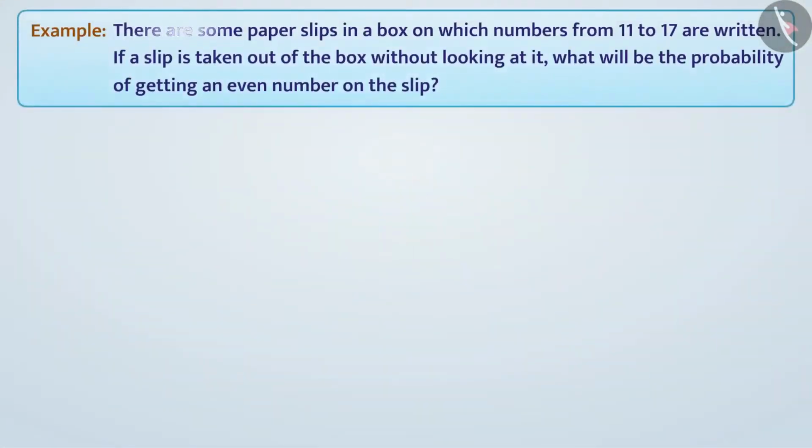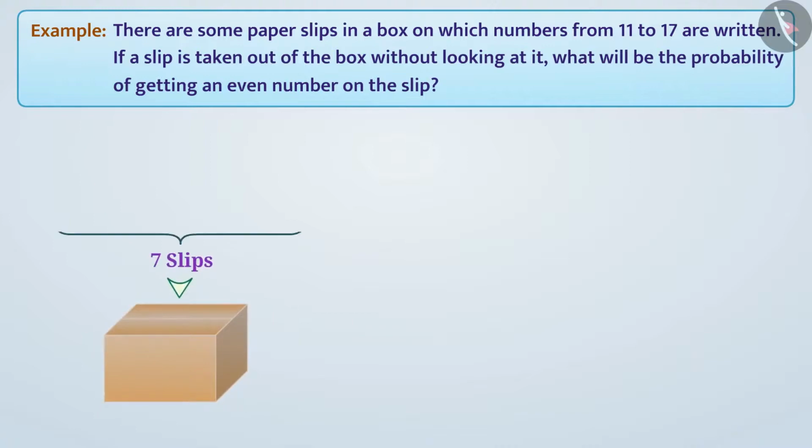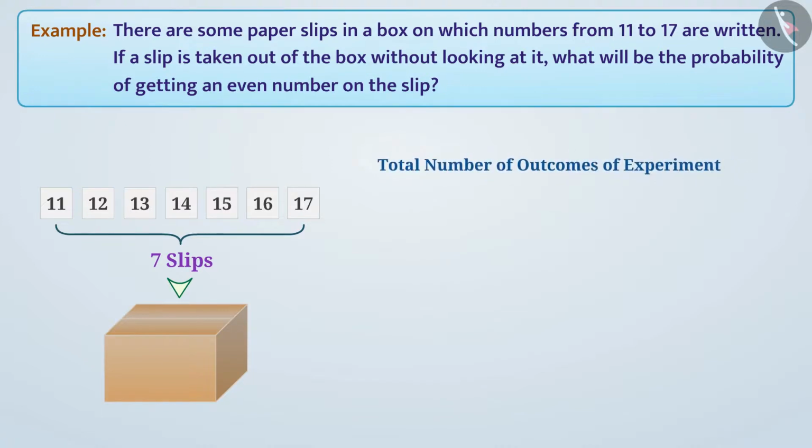There are some paper slips in a box on which numbers from 11 to 17 are written. If a slip is taken out of the box without looking at it, what will be the probability of getting an even number on the slip? There are a total of 7 slips in the box on which one of the numbers 11, 12, 13, 14, 15, 16 or 17 has been written. So, if one slip is taken out of the box without looking at it, we will get a number from these numbers. That is, the total number of outcomes of the experiment is 7.